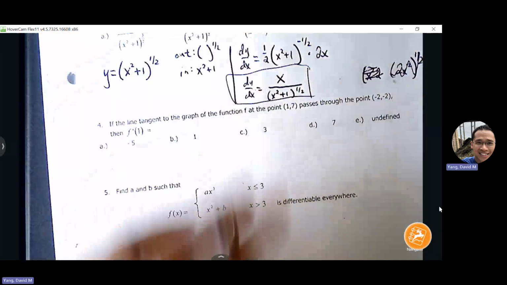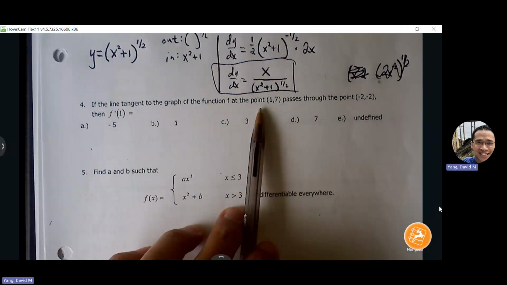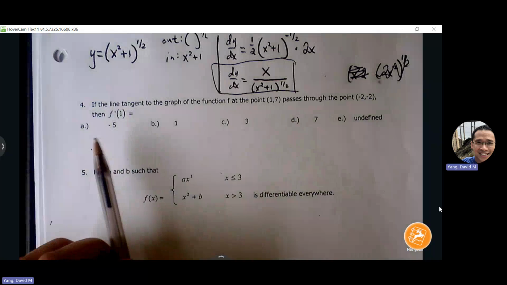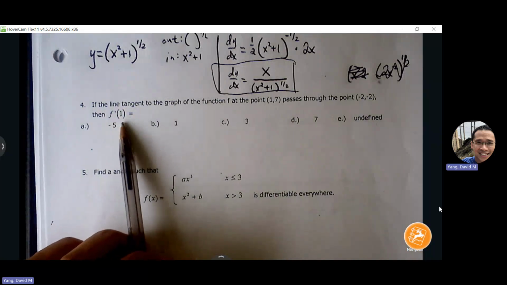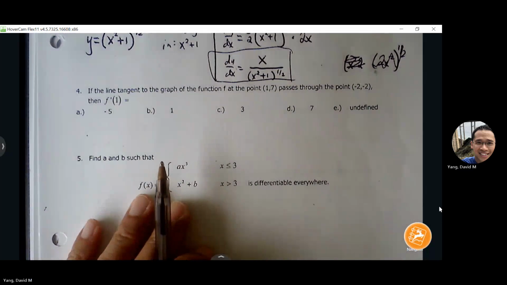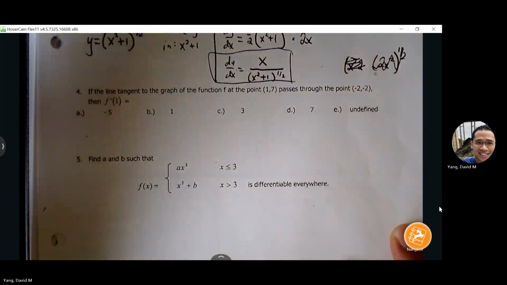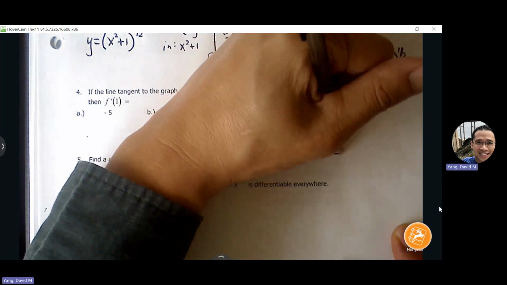Okay, number 4 here. If the line tangent to the graph of the function at point (1, 7) passes through the point (-2, -2), then f prime of 1 is equal to. So let me draw a picture of this to maybe help you see what's happening here.